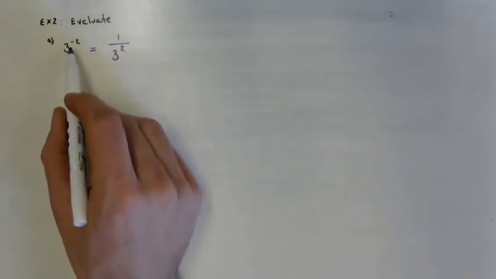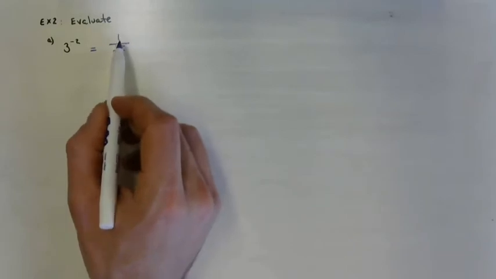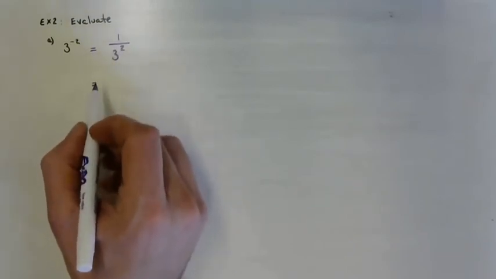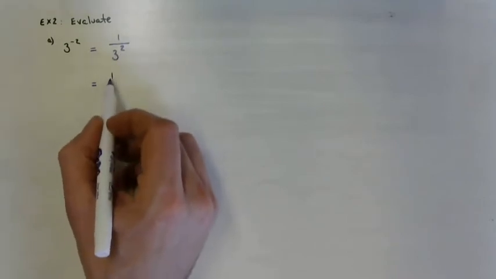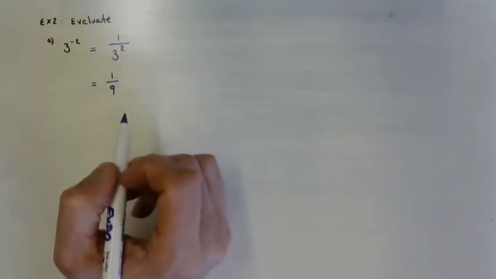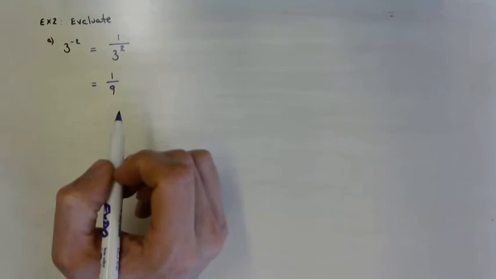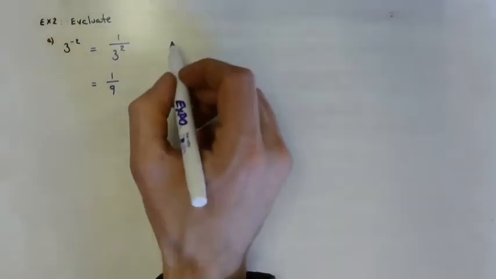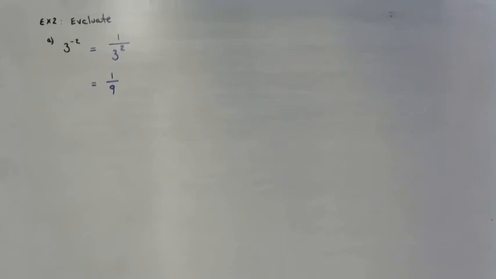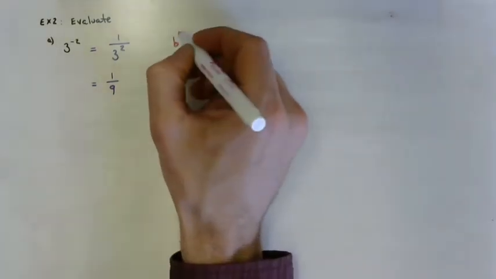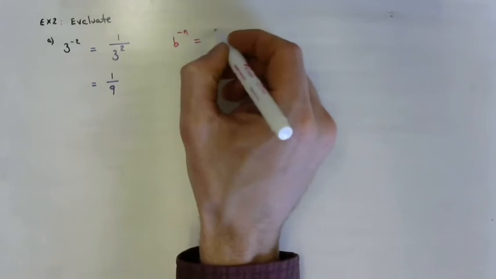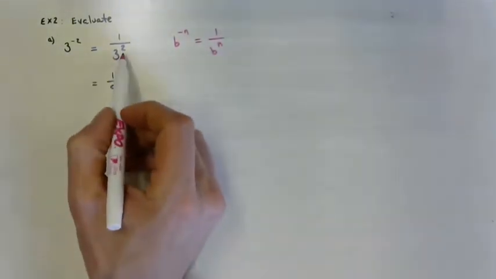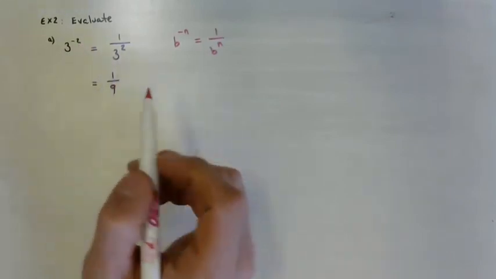So 3 to the power of negative 2 is the exact same as 1 over 3 to the power of 2. We can reduce that. 1 over 3 to the power of 2 is 1 over 9. Okay? This works in any case at all. Here's the law: if you have a base to a negative exponent, that is 1 over that base to its positive exponent. Notice the value, the number didn't change, just the sign changed.